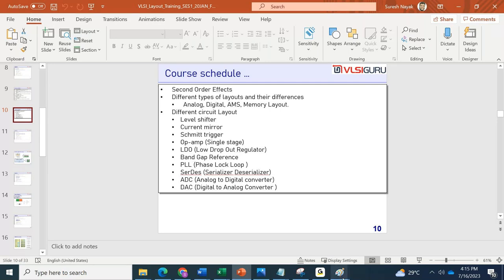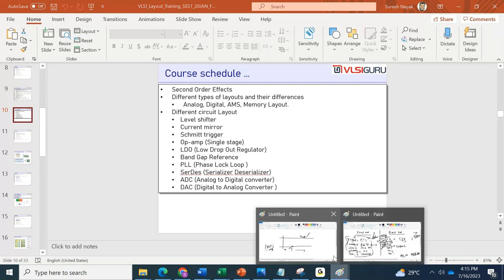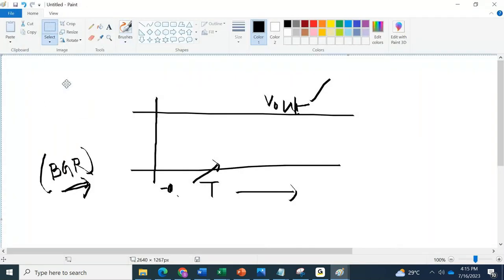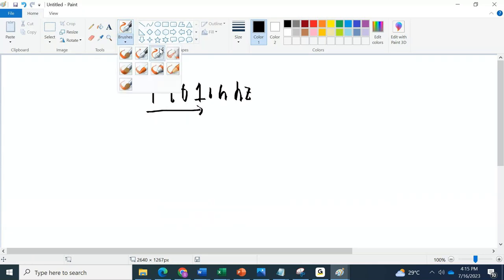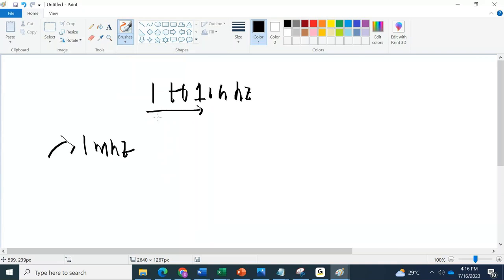So what is the application? It is like regenerating your frequency in the range of 1 to 10 gigahertz. So it is capable of generating high frequency. Generally, in your experiment lab, if you see, there is a crystal oscillator, which gives frequency in terms of megahertz. But a PLL is capable of generating frequency in terms of gigahertz.